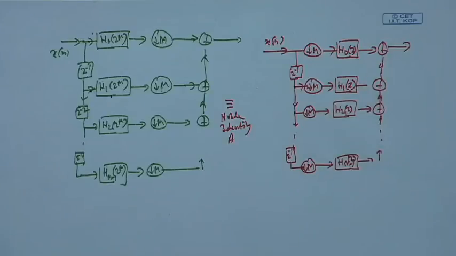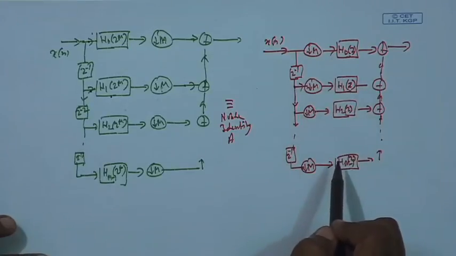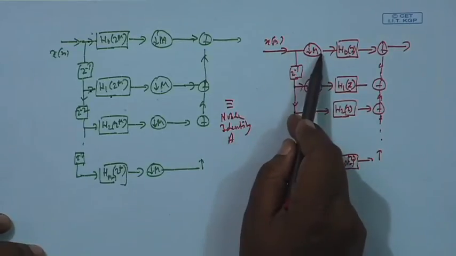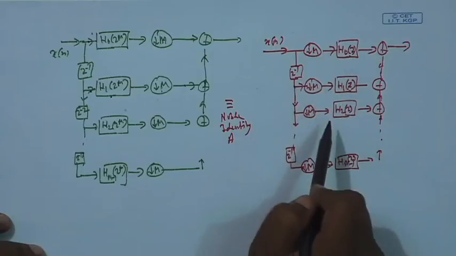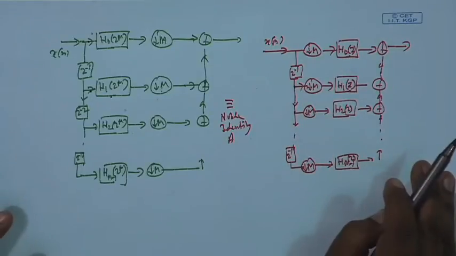What will be this structure? What is the advantage of this structure? These filters are working at a lower clock rate, sampling rate, because the sampling rate has first been brought down by m. So, now the clock is m times slower, and the filter is working at a slower rate. So, it is less costly.